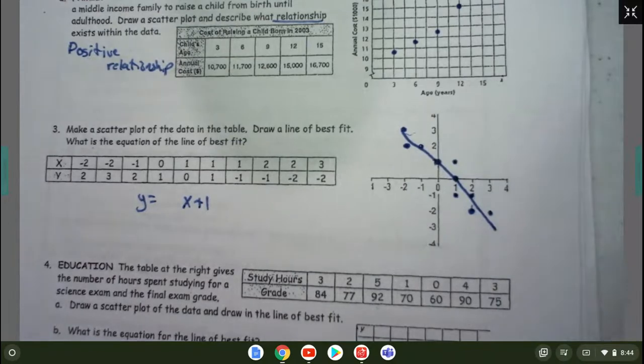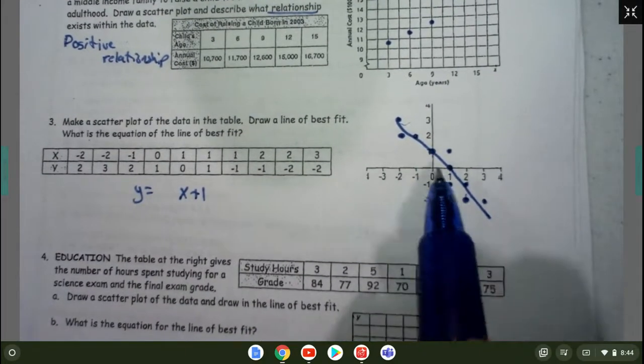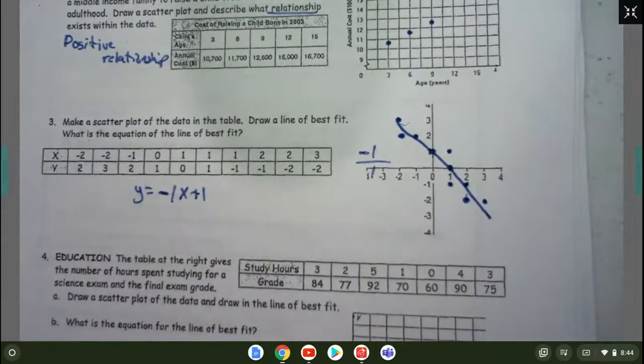Obviously, mine's not perfectly straight. It'd be better if I used a ruler. I didn't, but I'm going down 1, right 1. So going down 1 is my rise, right 1 is my run. That's -1 over 1, which is -1. All right, so that's my slope, -1.